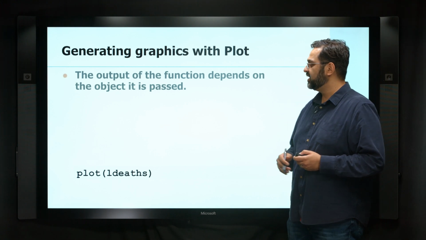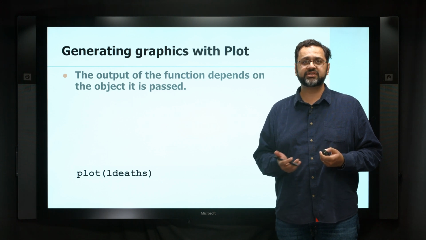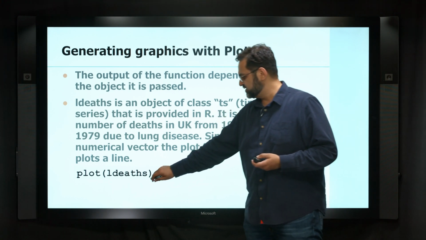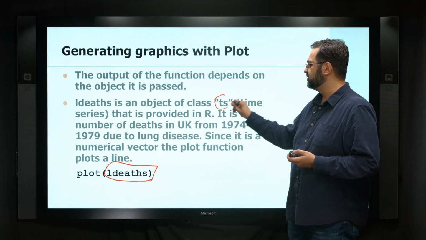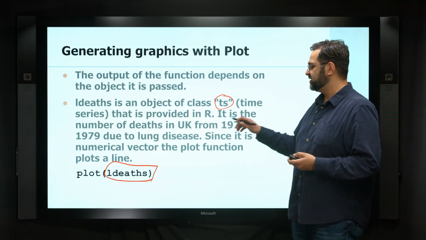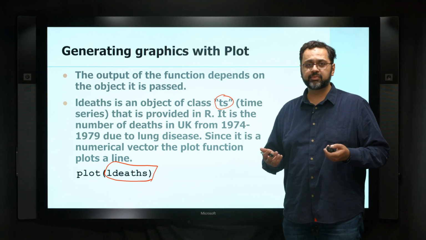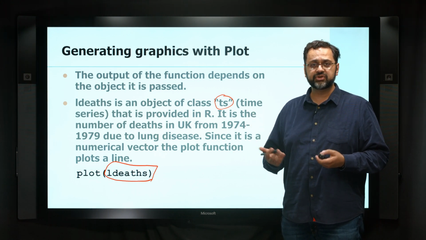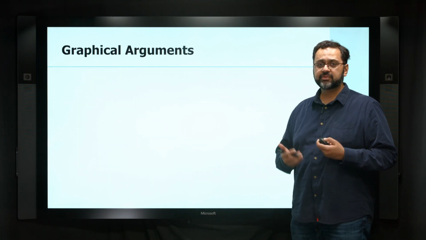So to generate plots, the output of the function really depends on the object that is passed to it. So again, R is an object-oriented programming language. So in this case, this data set, R comes with a lot of basic data sets, and ldeaths is a time series data set. You can type in class and then put ldeaths and see that. And it's basically the number of deaths in the UK due to lung disease. Okay, so it's a pretty morbid data set. However, you can see the trends, and obviously during the winter is when you have more of these deaths. So what other arguments can you provide, right?